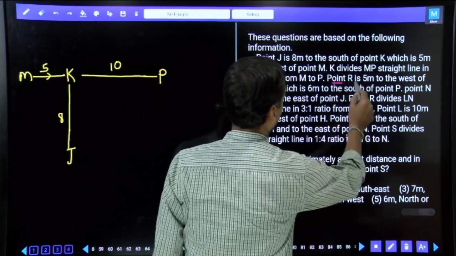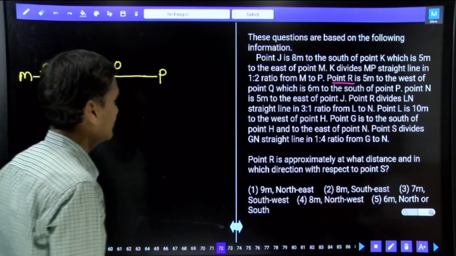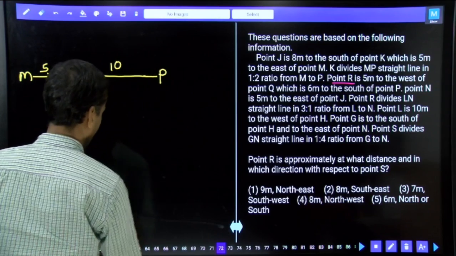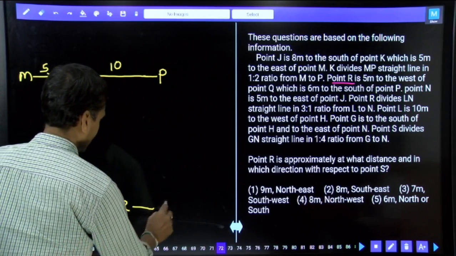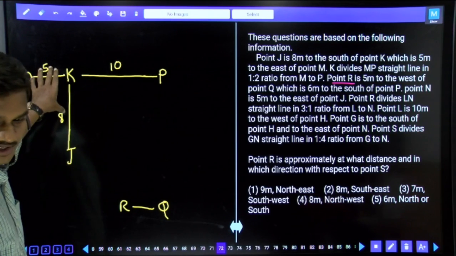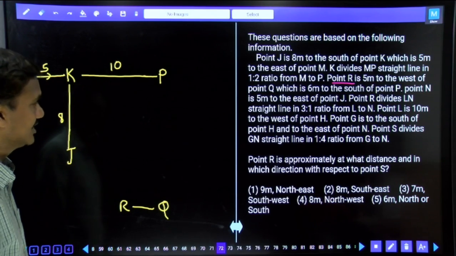Point R is 5 meters to the west of Q. Tell me where can we have this one? As of now, we do not have the information regarding R and Q in the main diagram. Hence, we are representing this one separately.